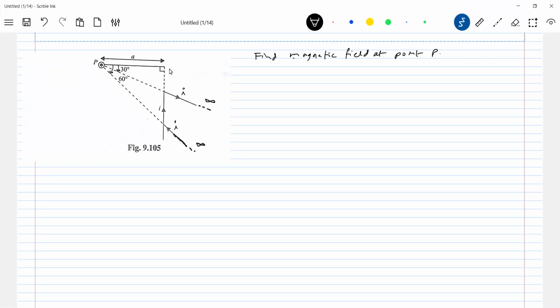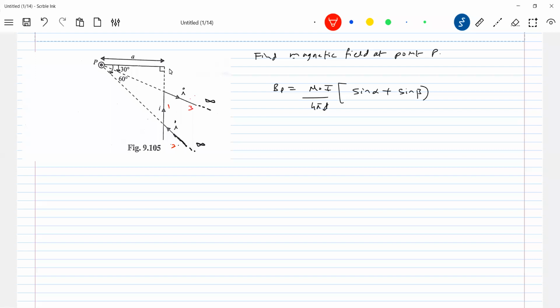So what is the formula according to the Biot-Savart law? B equals mu naught I by 4 pi d times sine alpha plus sine beta. Let me break this wire into parts. This is wire 1, 2, and 3.